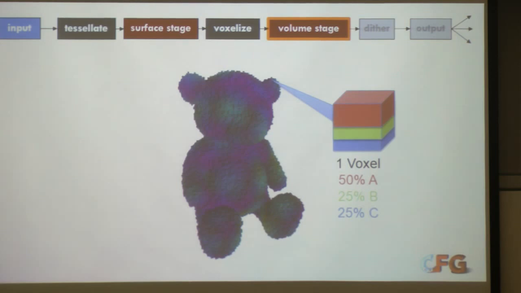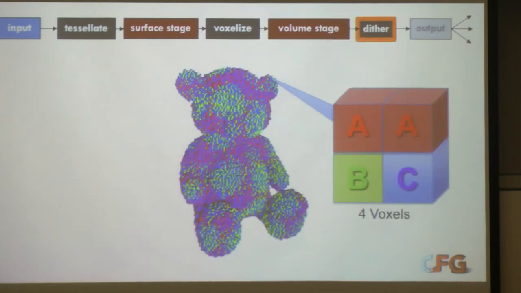We are going to execute the stage for each point in the material volume. So for each voxel, we are going to call this procedure, the volume Fablet. This procedure is going to take as input x, y, z coordinates, and it's going to return to us the material composition at a given voxel. So in this case, we are going to say for this particular volume element, I would like the volume element to be 50% material A, 25% material B, and 25% C. And then we enter the last stage of the pipeline, which is the dithering stage.